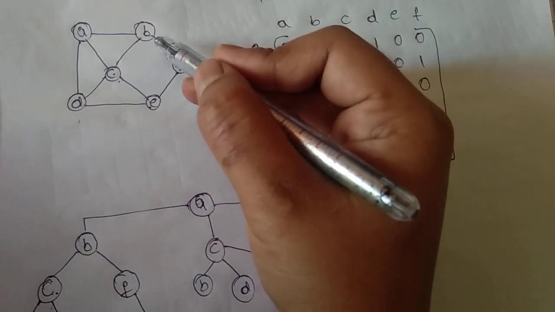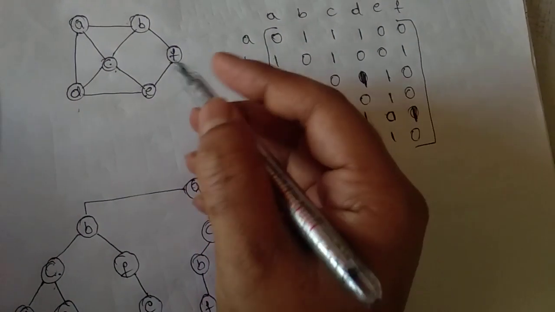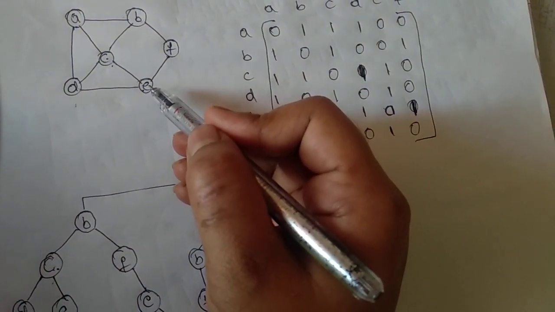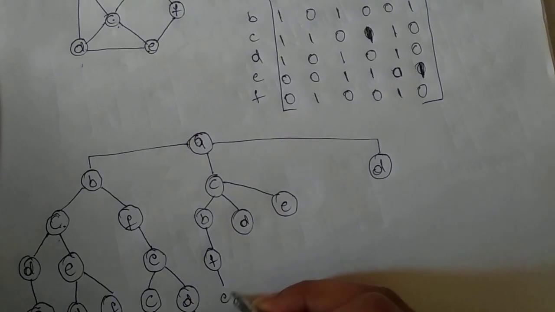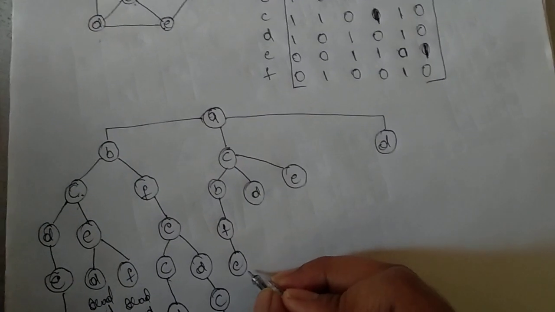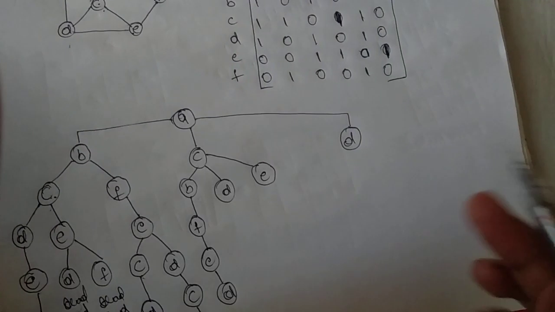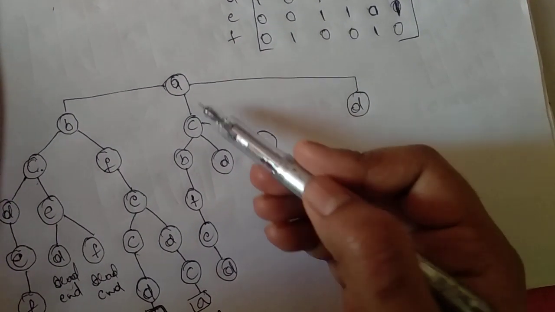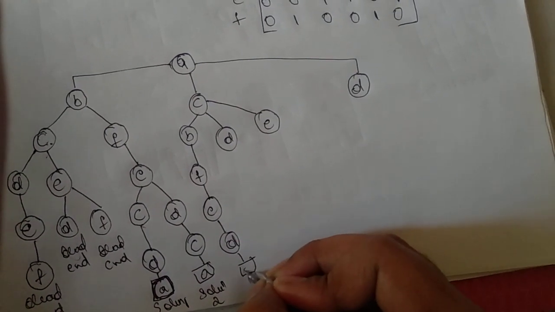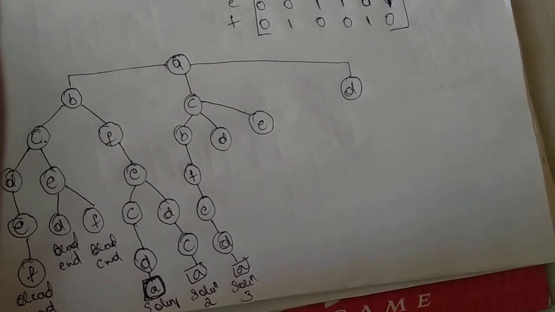Next, see here, from B you can only come to F because C is already done. From F you can come to E. Is it not? Only E. So from F to E. From E only to D because C is already done. From D you can go back to A. Before going to that, you check all the vertices are present. A, B, C, D, E, F. Then all the vertices are present. Again you can go back to A. So this is solution 3.